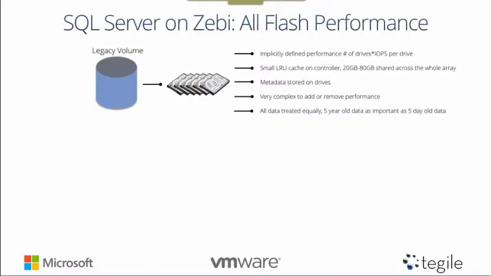Very well, this slide will build. So this is what I was explaining in the beginning. A legacy volume is usually a set of disks, implicitly defined performance, meaning number of drives times IOPS per drive.